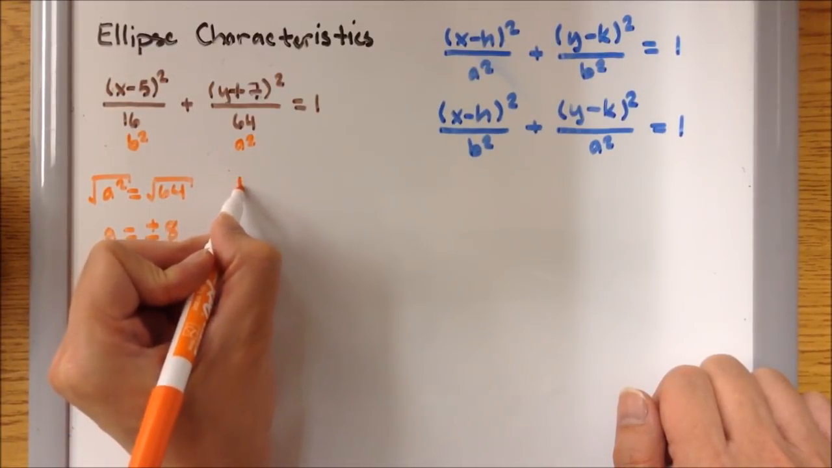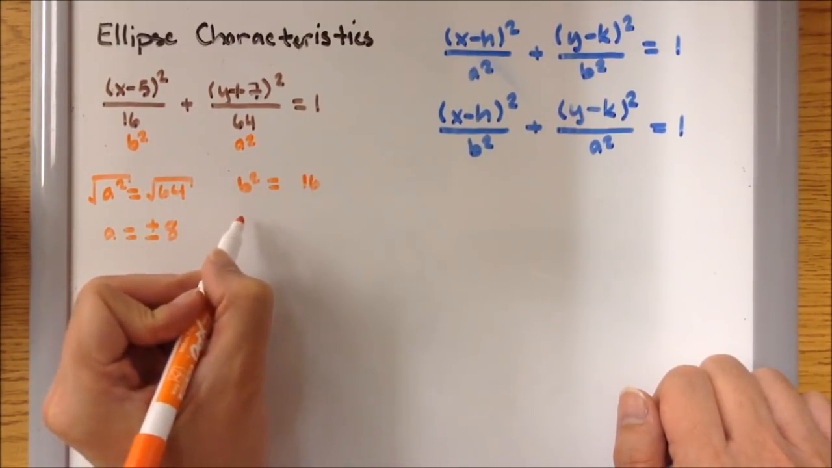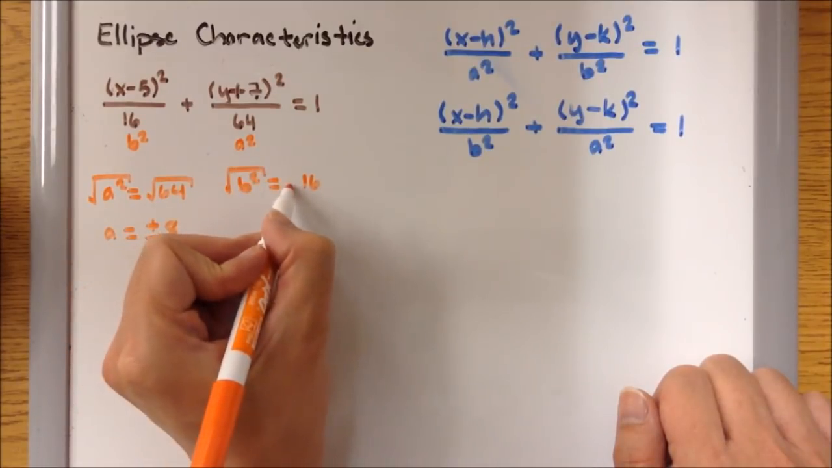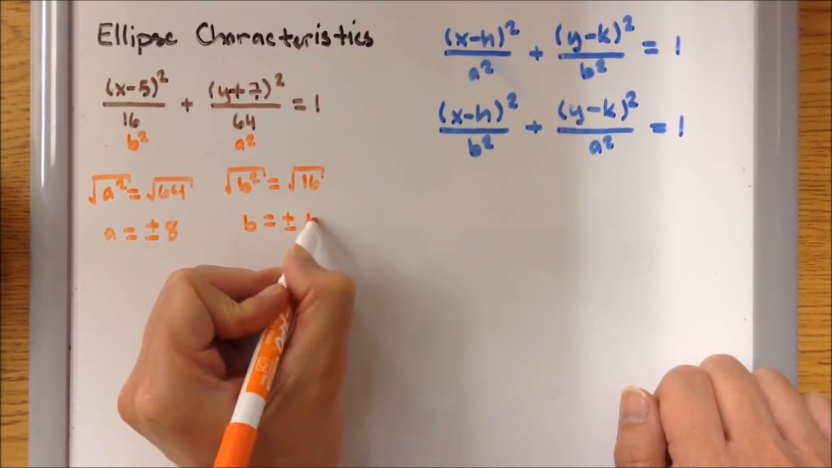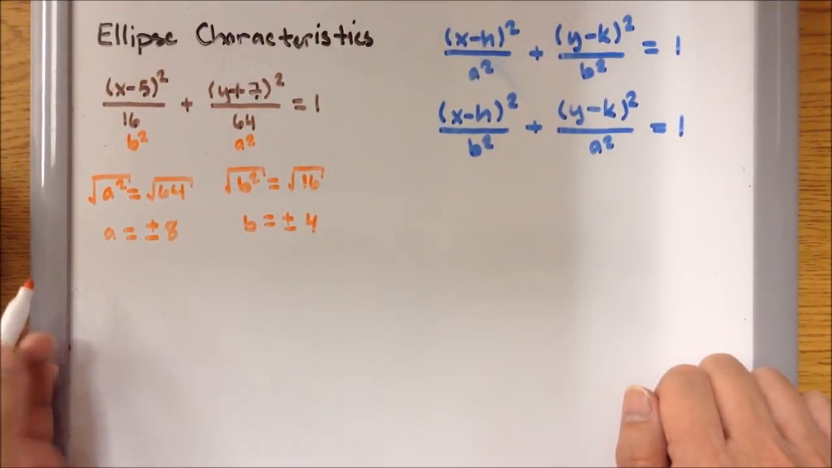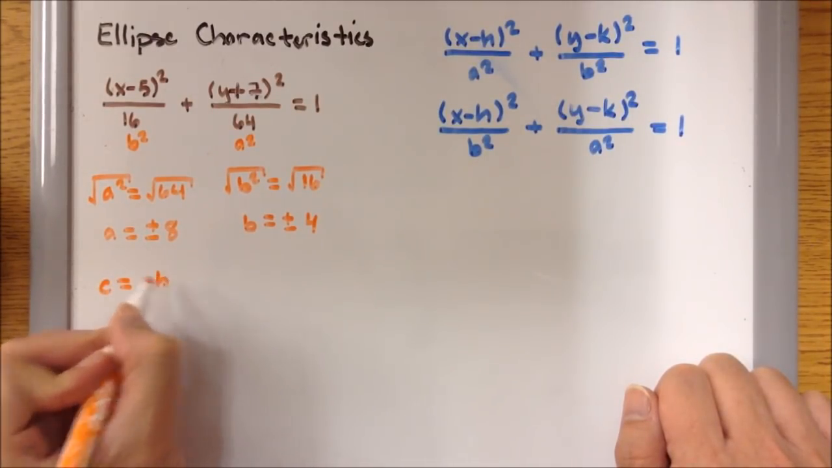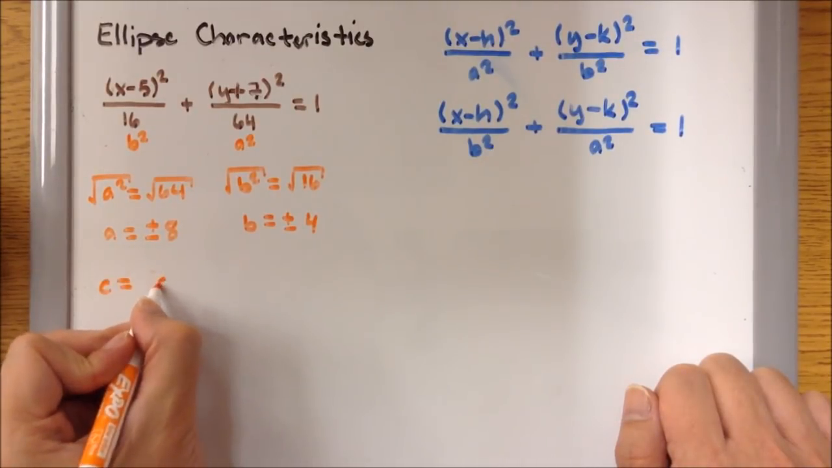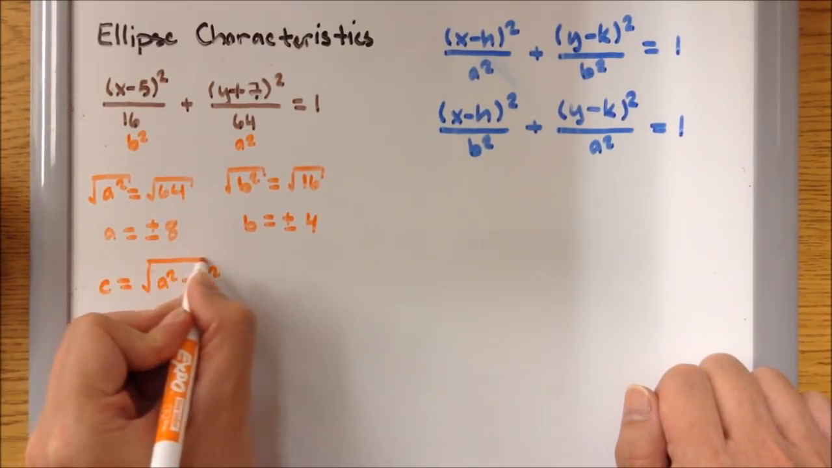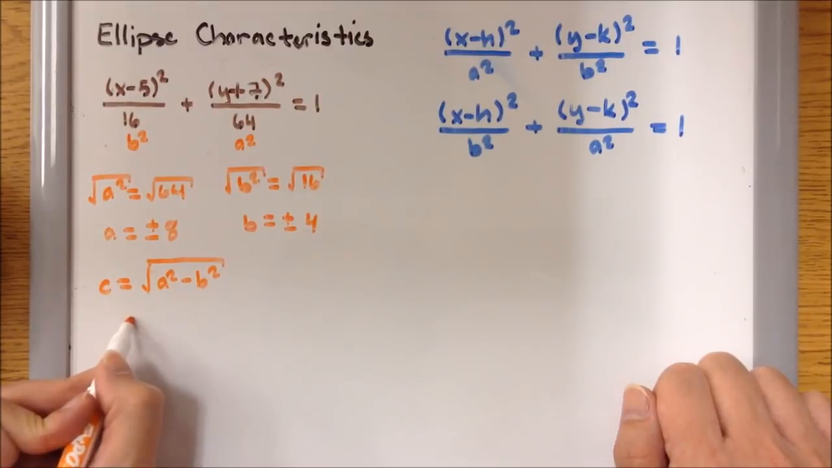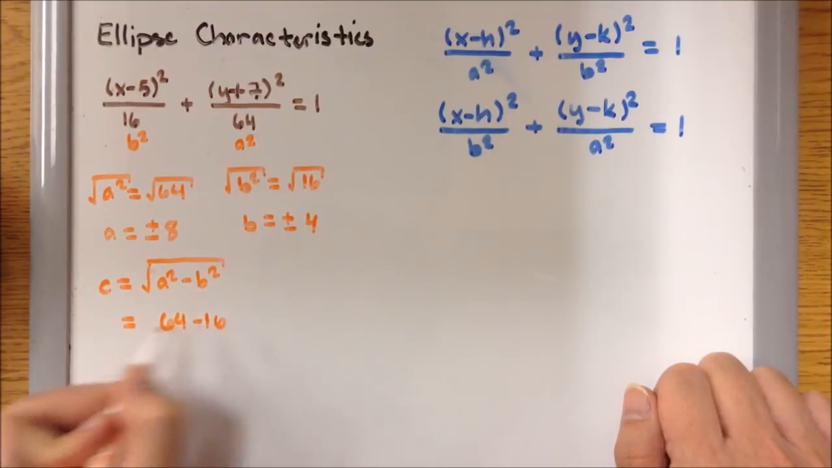Then I'm going to do the same thing. b squared is equal to 16. So since I'm looking for b, I'm going to do the square root of both sides. So b will equal positive and negative 4. Next we're going to do the c value. So c will equal the square root of a squared minus b squared. So I'm going to plug in. It will be 64 minus 16.